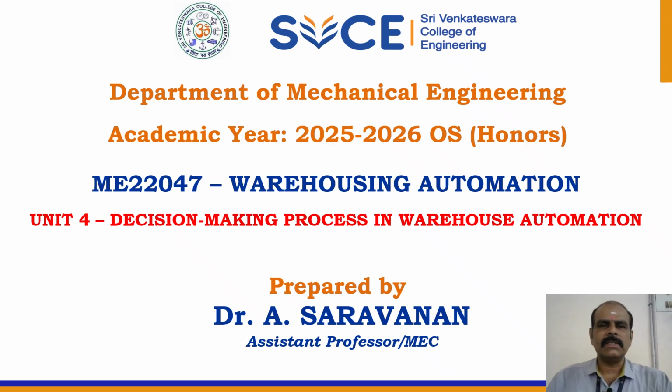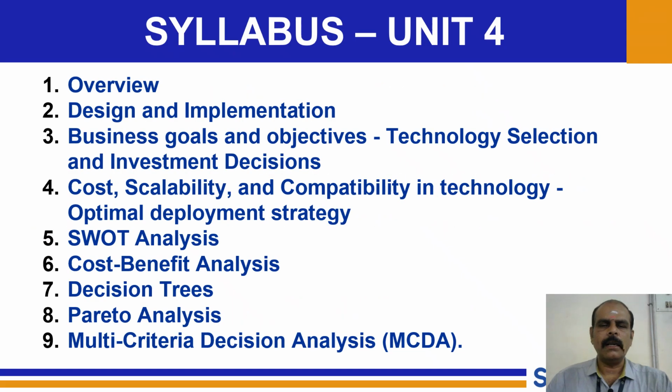Okay, so let us have a very small recap in a fast pace. What are the things we discussed in the earlier presentation? As of now in Unit 4, we discussed the need and necessity of decision making. Why is decision making essential in the context of warehousing automation? What is decision making? Why is rational decision making essential rather than emotional decision making? Then how to go ahead with the design and implementation and types of DSS, that is decision support system.